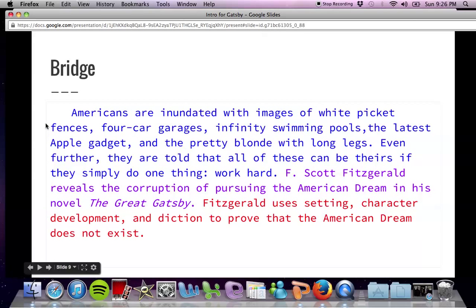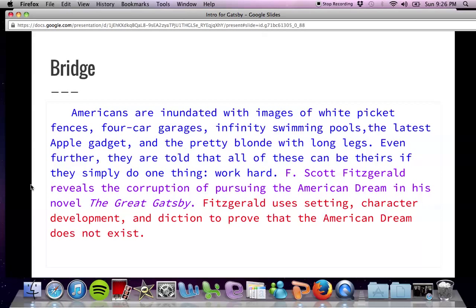So this is an intro without a bridge, and I am using this to show you how bridges are absolutely necessary, because otherwise it's disconnected and your reader's confused. So right now I just have a hook, a background, and a claim. So let's see if you can kind of hear the disconnect.